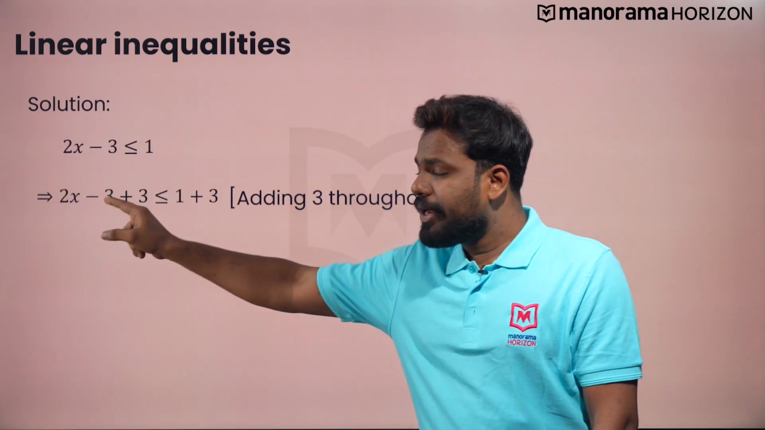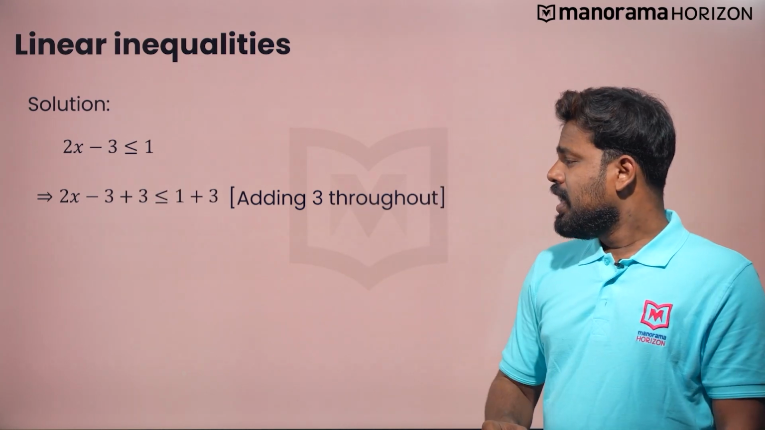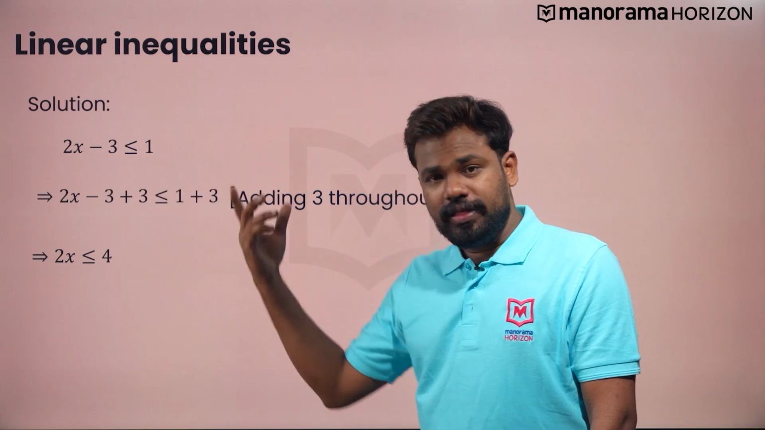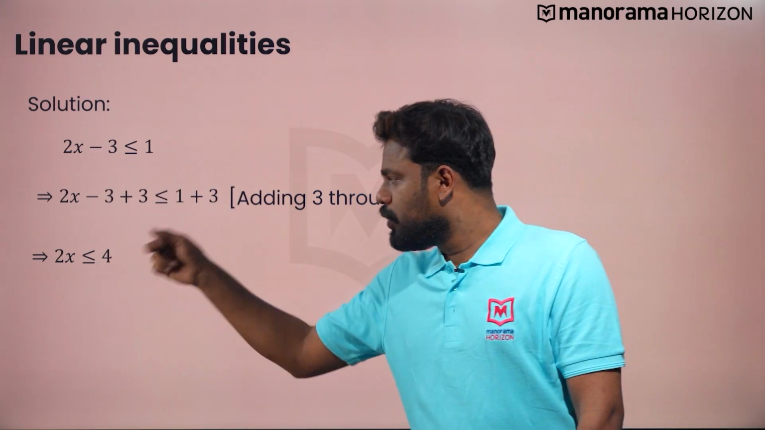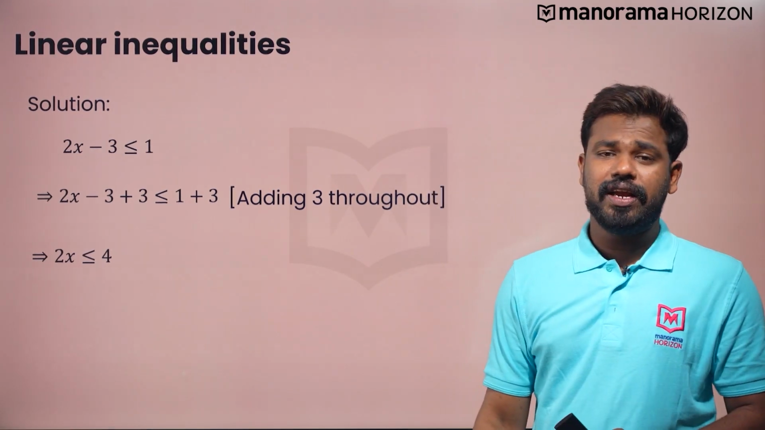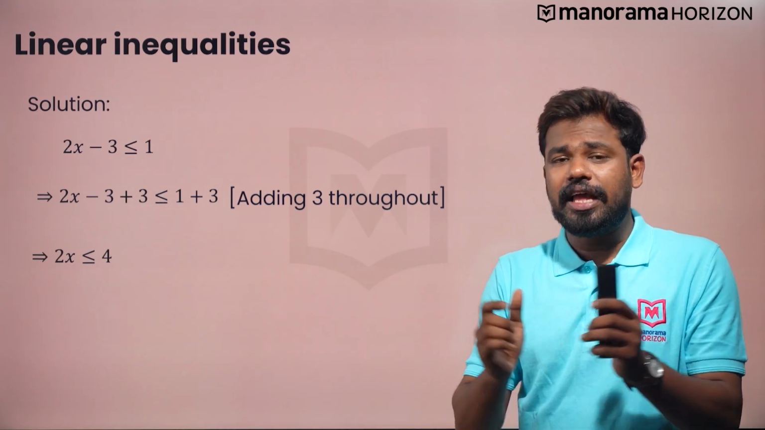So when I add a 3, I'll be getting 2x minus 3 plus 3 less than or equal to 1 plus 3. And the next step, you will be getting 2x on the left side and 1 plus 3 will be what? 4. So 2x less than or equal to 4 is the next inequation that we get. Is that the solution? No, there is still a 2 along with x. I need to remove it.